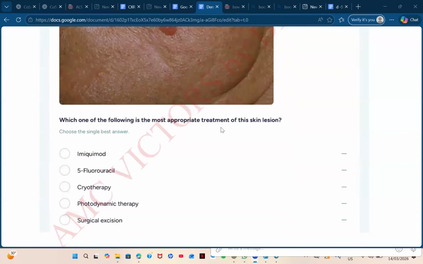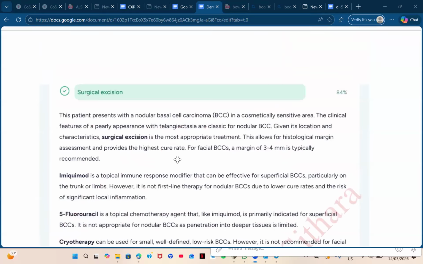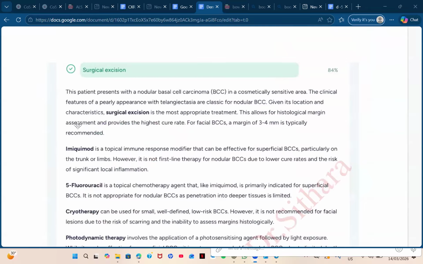So, what do you think? A, B, C, D, E. Yeah, the answer is surgical excision. The patient presents with nodular basal cell carcinoma in a cosmetically sensitive area. The clinical features of pearly appearance with telangiectasia are classic for nodular BCC. So, surgical excision is the most appropriate treatment.